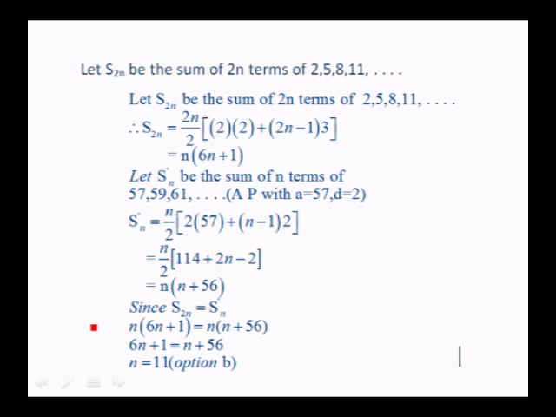But he has given that S2n is equal to Sn dash. Therefore, n into 6n plus 1 is equal to n into n plus 56. So if you cancel n on both sides, 6n plus 1 is equal to n plus 56, or n is equal to 11. So option B is the answer.